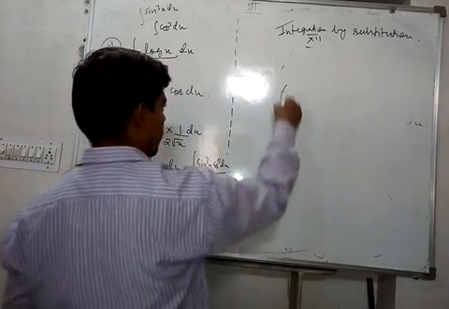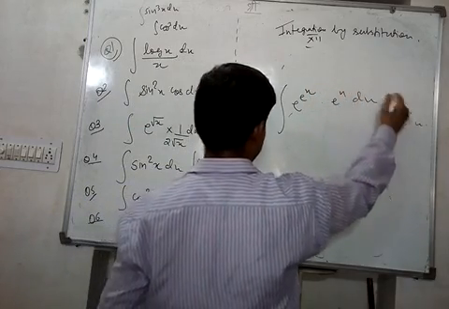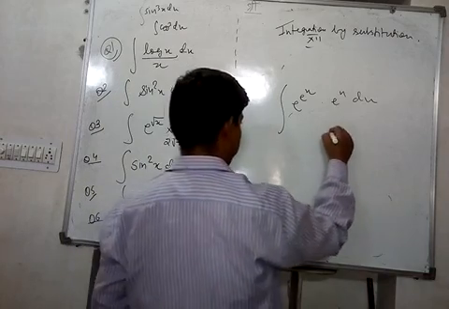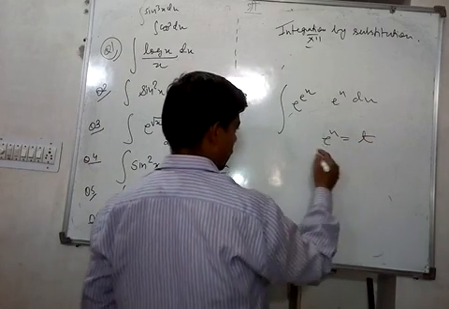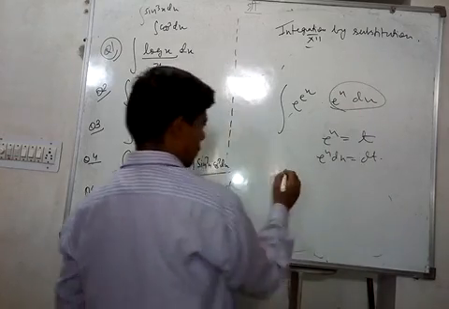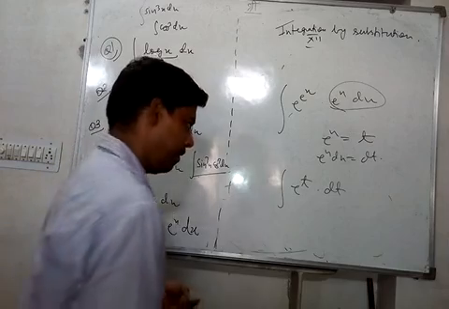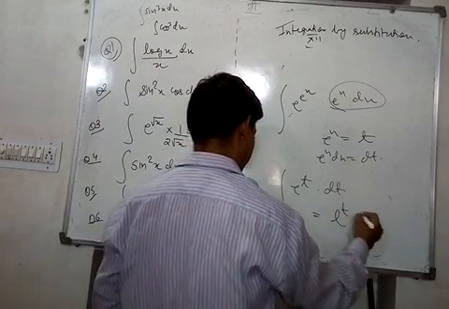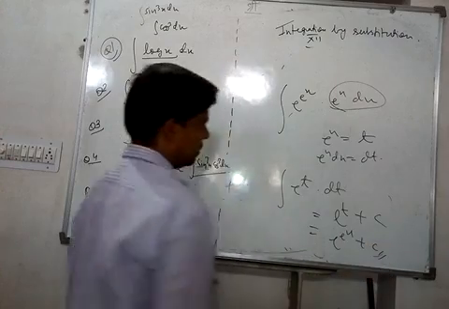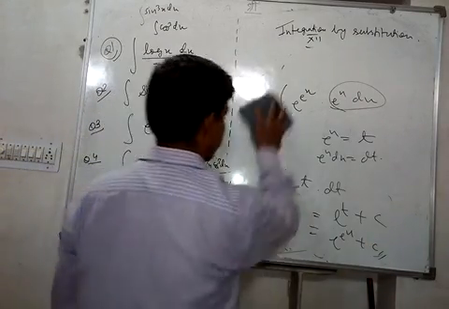Next question. Suppose this is the interesting one: e to the power e^x into e^x dx. Right? So here e to the power x can be taken as t. So you get what? e to the power x dx is equal to dt. This is dt. So you get e to the power t dt. Now what is e to the power t dt? e to the power t. So the answer is e to the power e^x plus c. This is the integration. All these integrations are very important, will be used later on.